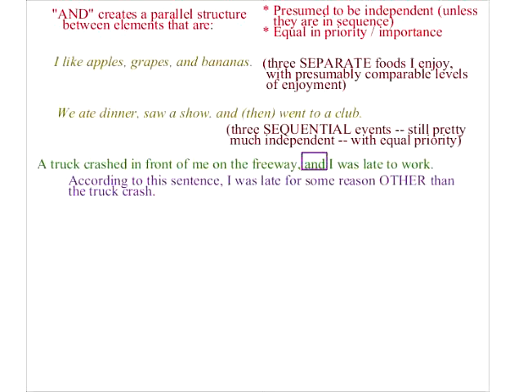So this sounds pretty simple. And it is pretty simple. The challenge, though, is the fact that this is not the way that people talk. So when someone says a truck crashed in front of me on the freeway and I was late, they're probably implying that they were late as a result of this crash. But what you need to know is that when you encounter this kind of thing in a written sentence, then that's absolutely not the case.